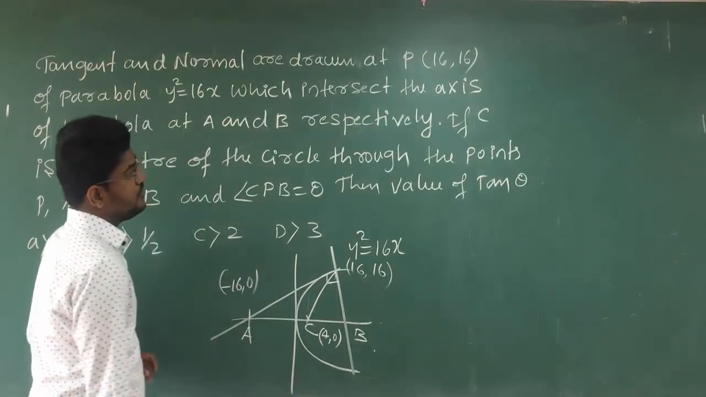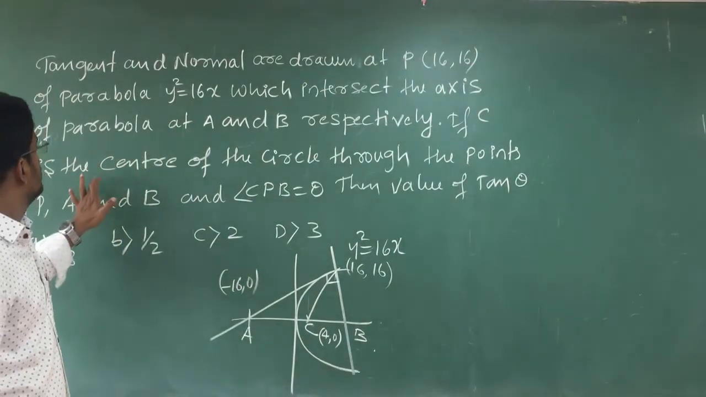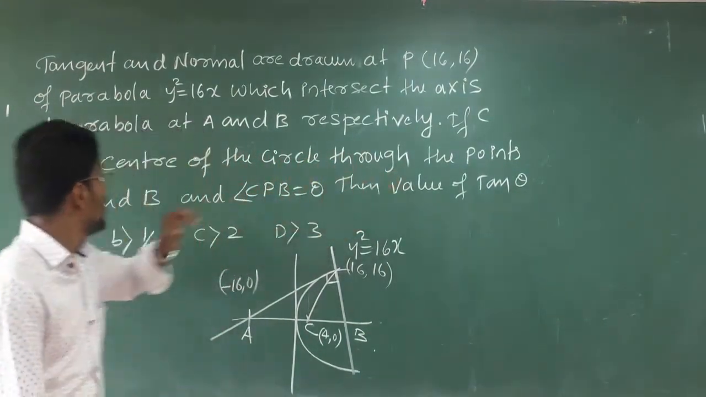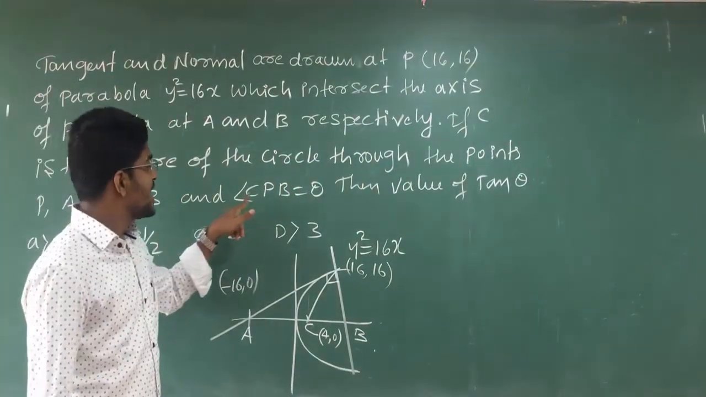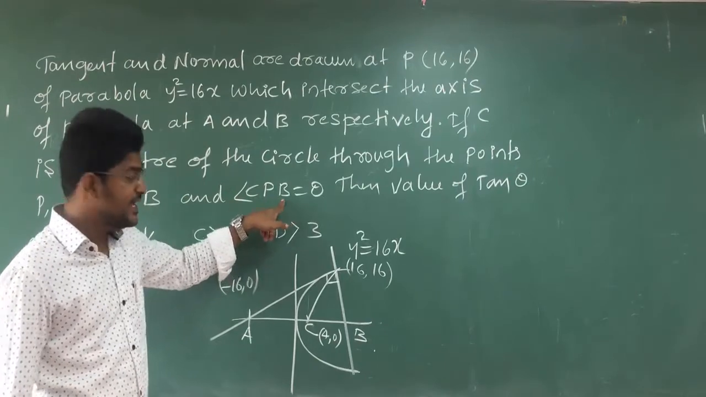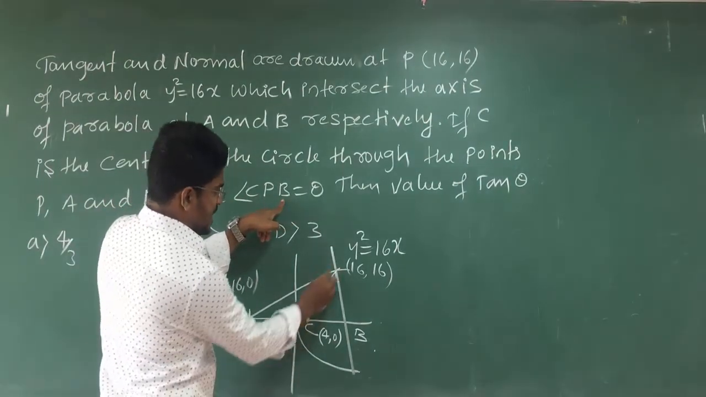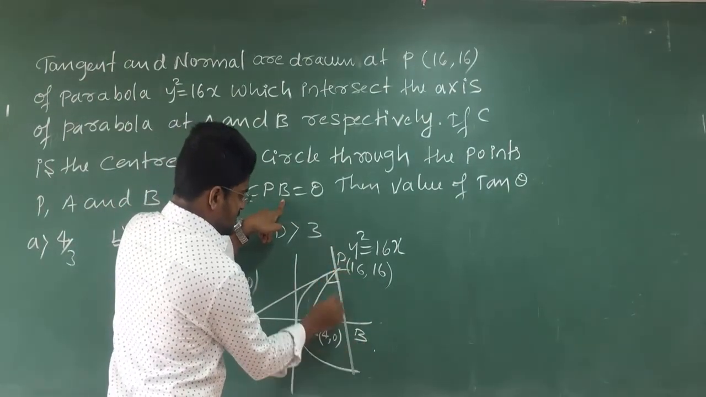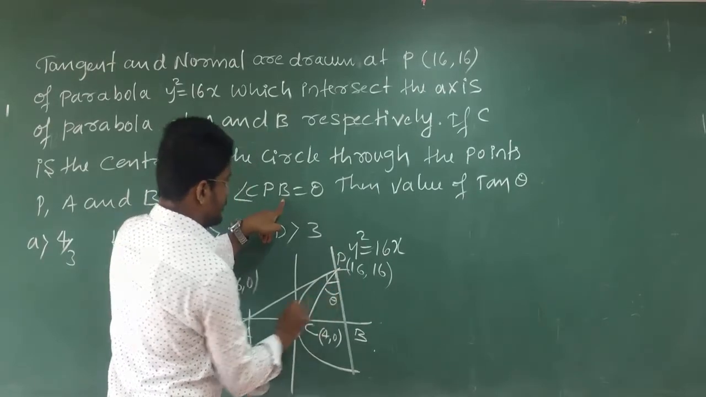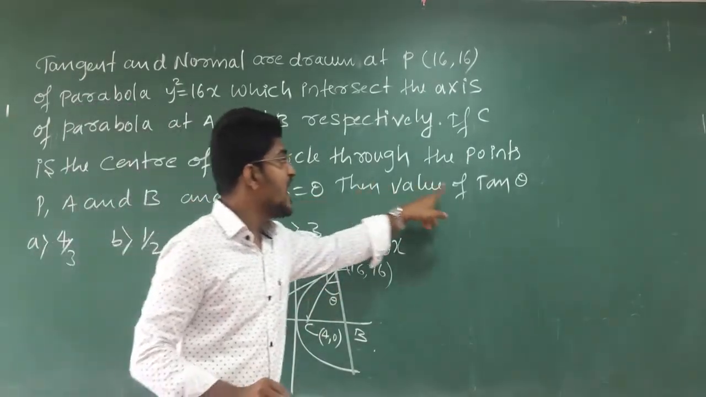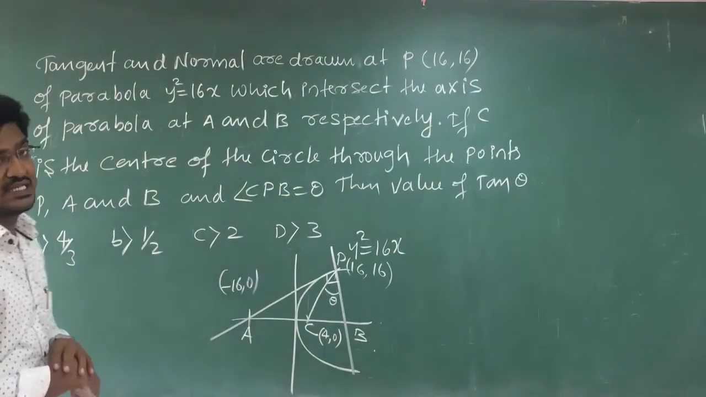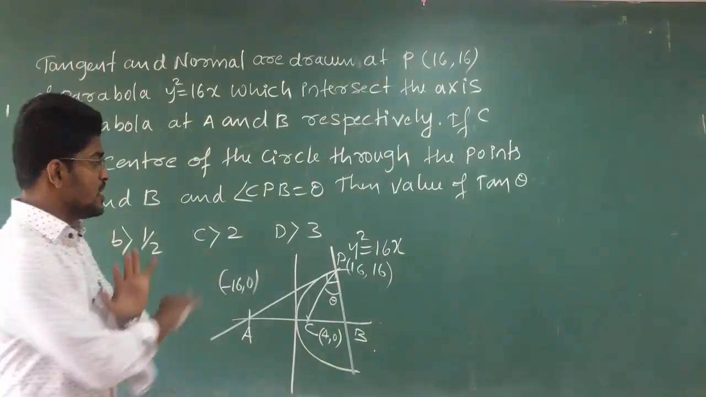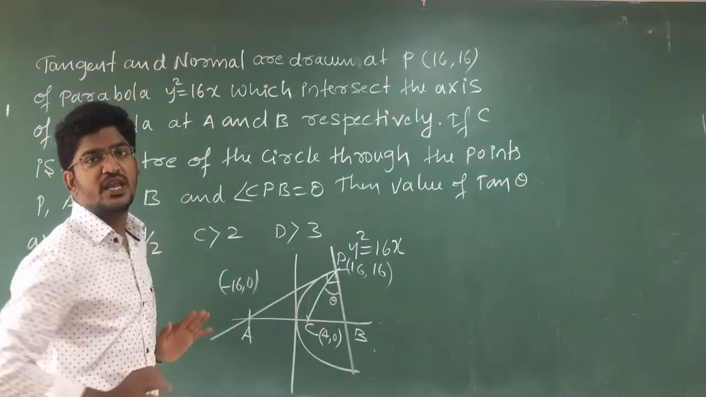Okay. Next, center of the circle through the points P, A, B. Now the focus is over. And angle CPB. Angle CPB means angle C, this point is P and this is B. This is theta. Then the value of tan theta is what they are asking. Okay, students, everything I have drawn here with the explanation.